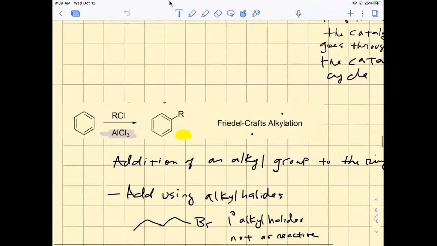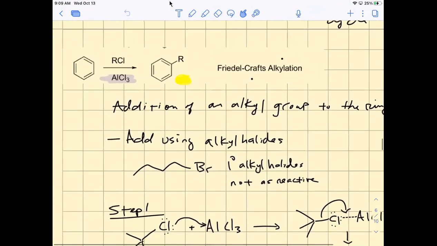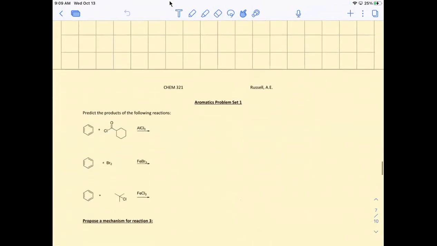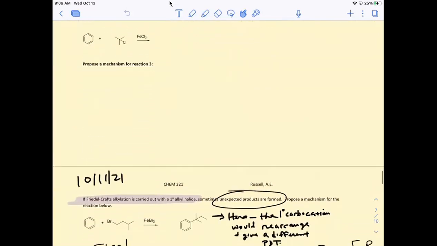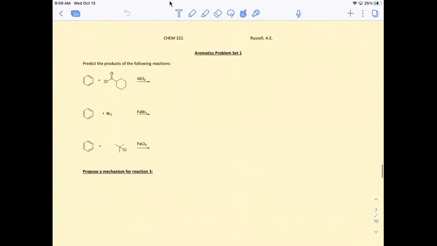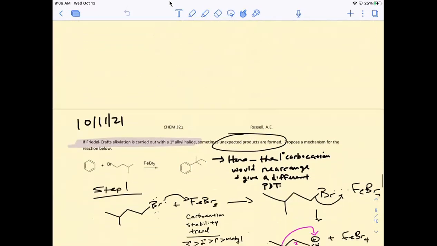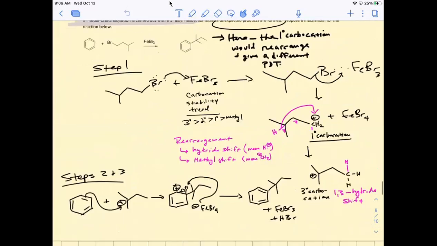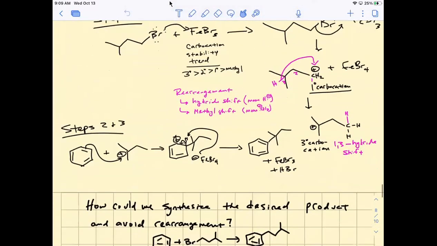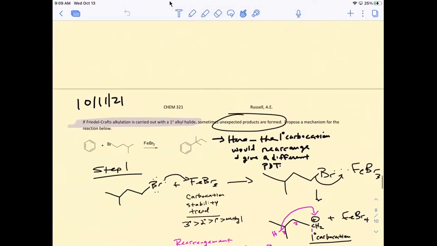So we've talked about alkylation. We talked about halogenation, and we've talked about, with the alkylation, some potential pitfalls with that. So today we're going to talk about Friedel-Crafts acylation.